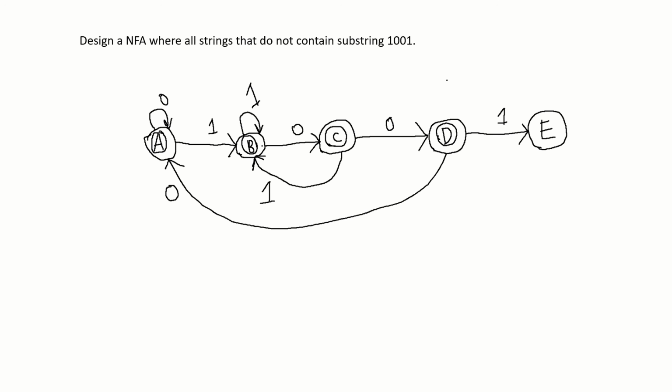Now, if you want to make this NFA look more like an NFA, you can add a new state as the start state and give an epsilon transition to state A from state F, but that is not necessary. So, this will be a final state.